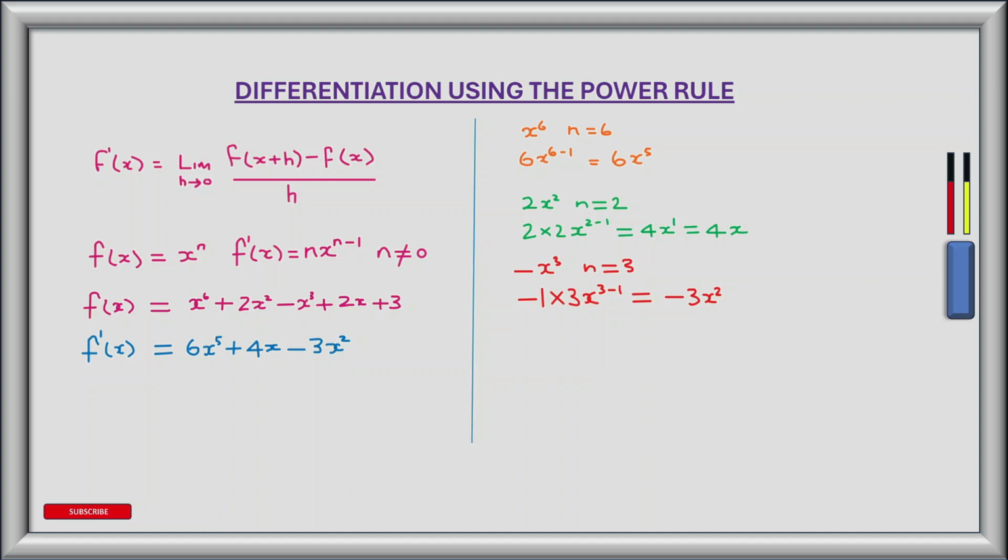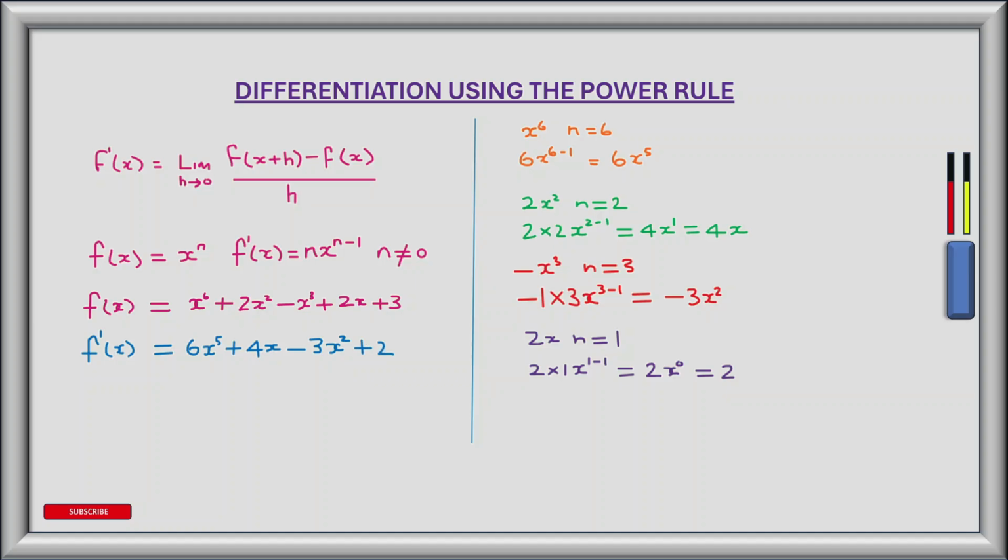Now let's look at the term 2x in our function f of x. Although you can't see a power of x, x is actually to the power of 1, so n is equal to 1. This time we multiply the coefficient of x, which is 2, by n, which is 1, and then we multiply that by x to the power of 1 minus 1. So 2 times 1 gives us 2, and x to the power of 1 minus 1 gives us x to the power of 0. Now anything to the power of 0 is 1, so we're left with the value of 2.